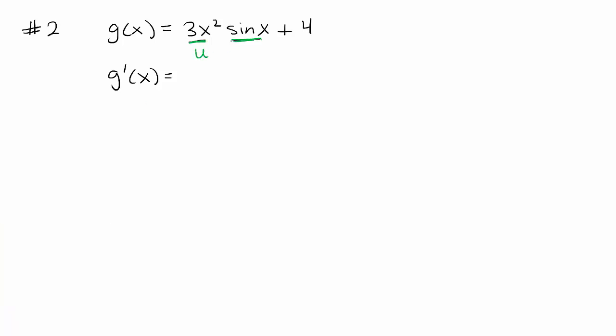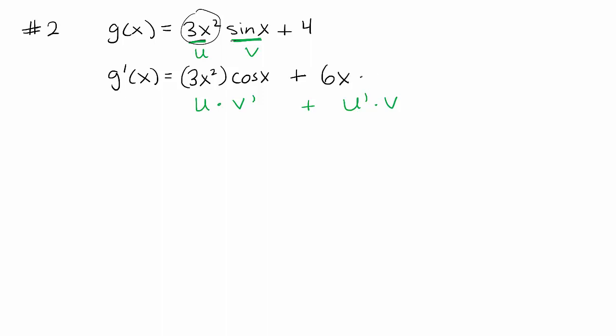I'm going to call this u and this v. So the product rule is going to be u times v prime plus u prime times v. So I'm going to keep the u part, the 3x squared, and I'm going to take the derivative of the v part, which in this case is sine x, the derivative of sine, cosine. I'm going to add the derivative of the u part, so u is 3x squared. So when I take the derivative of this, it's going to be 6x to the first. And then I keep the v part, which is the sine x.